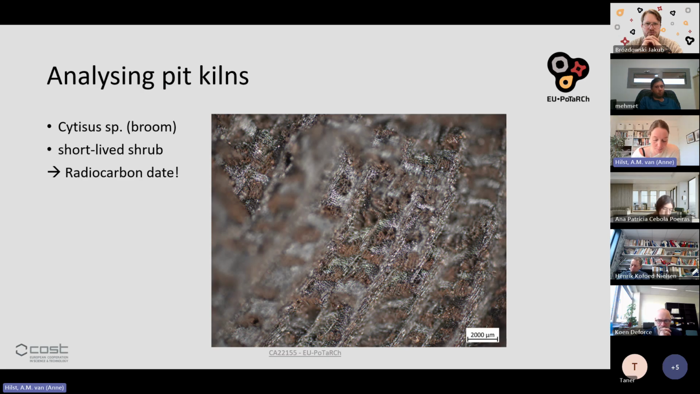And broom is not chosen to produce charcoal from, because the charcoal wouldn't be of any good quality from the scrub. So therefore, we expect it to be a covering material used to build the pit kiln.